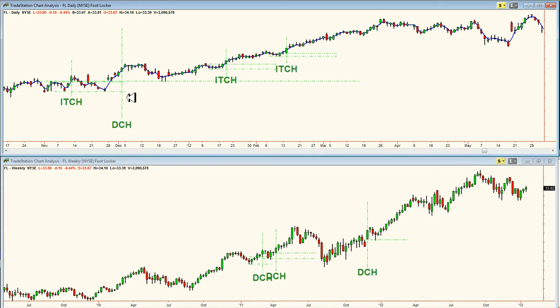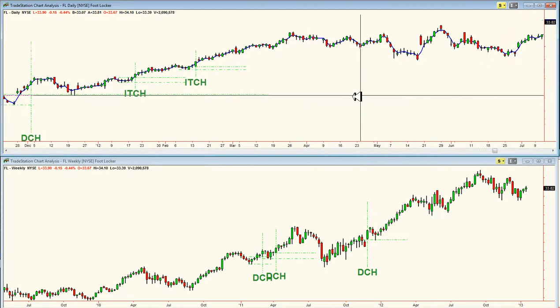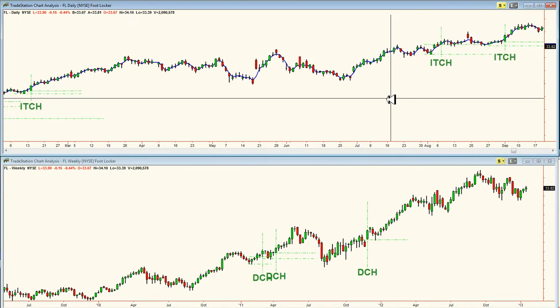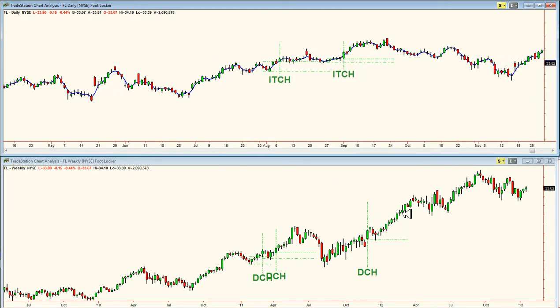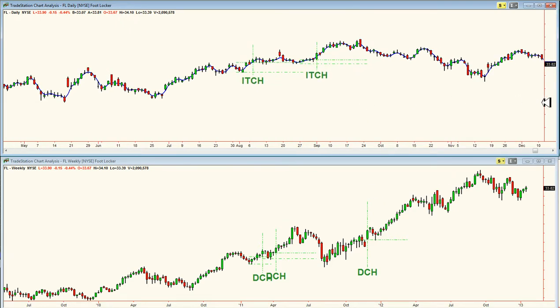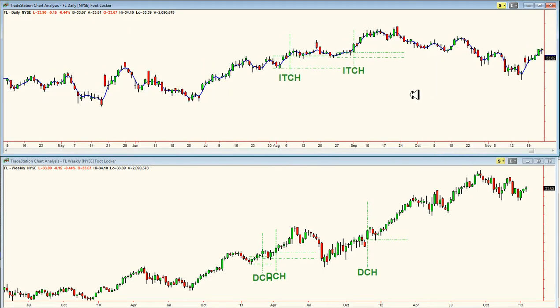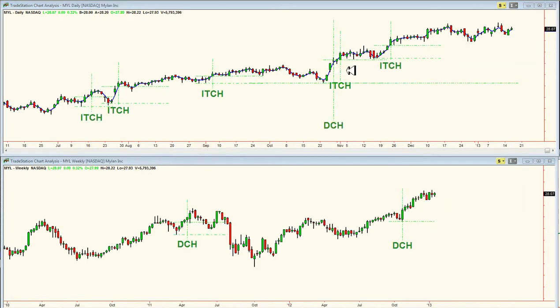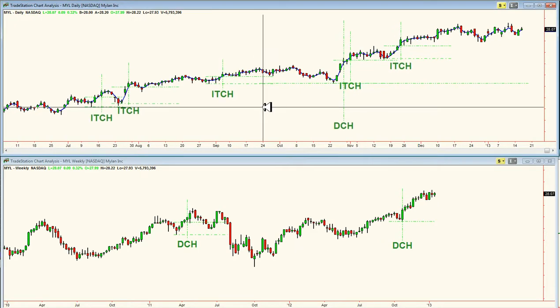DCH fires, we rest, and then we begin firing the itches on the daily chart that agree with the weekly chart. And as I said, there will be occasion where there is continuations of trends without the DCHs that fire, and we will continue to have those signals also on the daily chart. So that's FL. Now let's take a look at MYL.